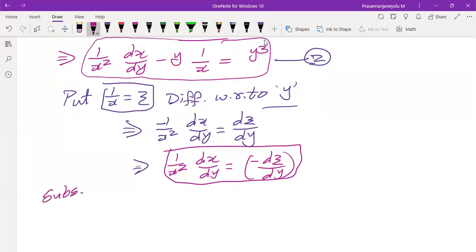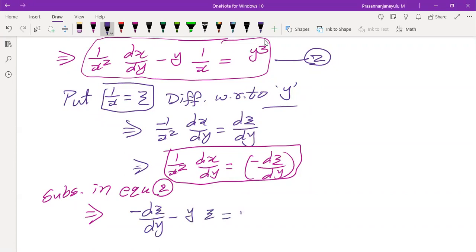Substitute in equation number 2. What is that equation number 2? Left hand, first term is 1 by x square into dx by dy. So as it is we have, then if both are same, then whatever we substituted is correct. Yes or no? That point only I discussed. So what we'll get here? Minus dz by dy minus y into 1 by x is nothing but z is equals to y cube.